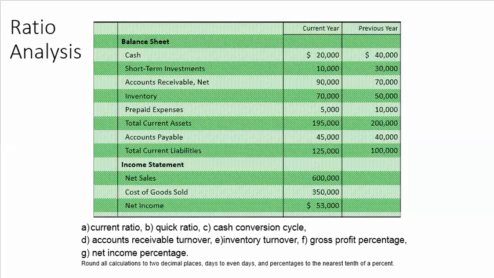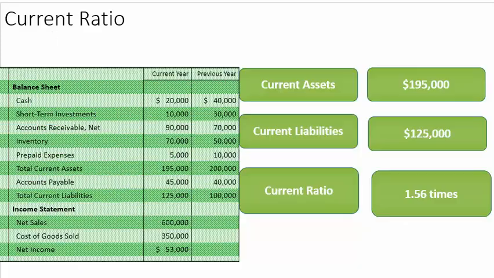So current ratio, hopefully you remember, that ratio is current assets divided by current liabilities. The information that we're going to need is current assets, 195,000 here, divided by current liabilities, and fortunately we're given those, otherwise we would have to calculate them and add them up, and that's 1.56 times. So this particular company has $1.56 in current assets to cover every dollar in current liabilities.